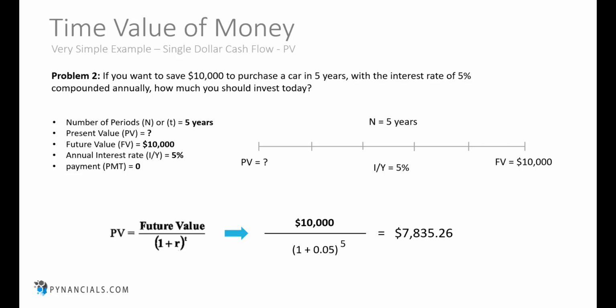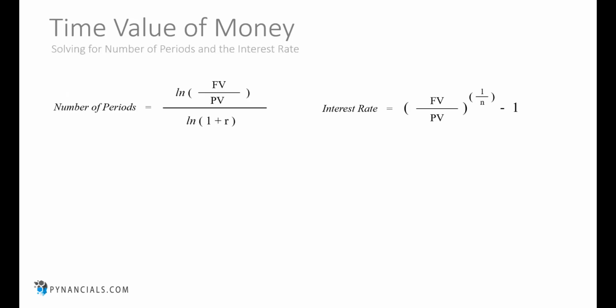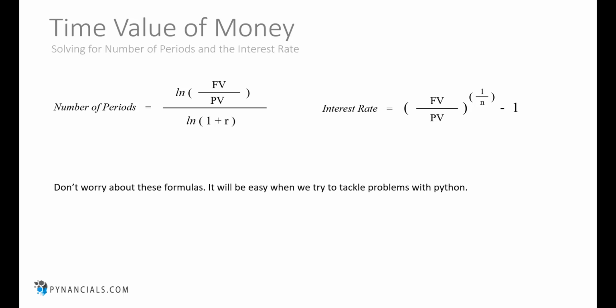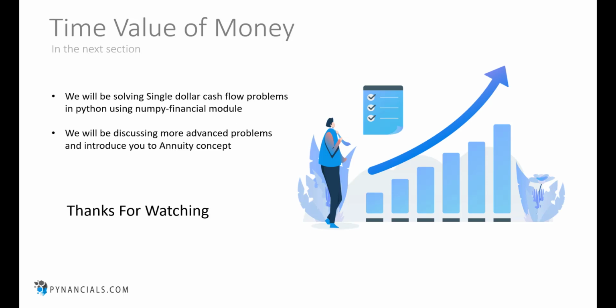What it means is that if the question asks you to solve for the number of periods or the interest rate and all other variables are given in the question, you can simply reshape the formula to solve for the interest rate or the number of periods. If you have difficulties understanding this formula, don't worry about it at all, because when we try to solve different problems in Python, it will be much easier to understand. In the next section, we will be solving single dollar cash flow problems in Python using the NumPy Financial module. And we will be discussing more advanced problems and introduce you to the annuity concept right after that.